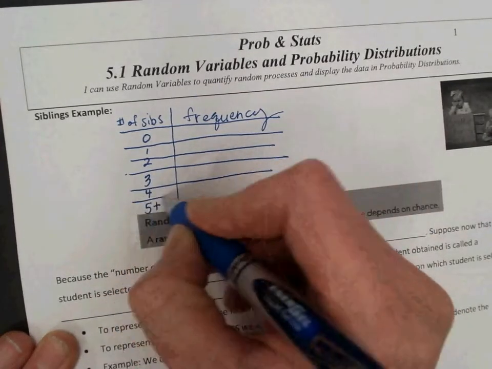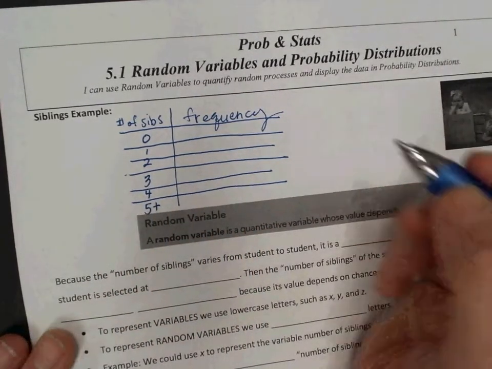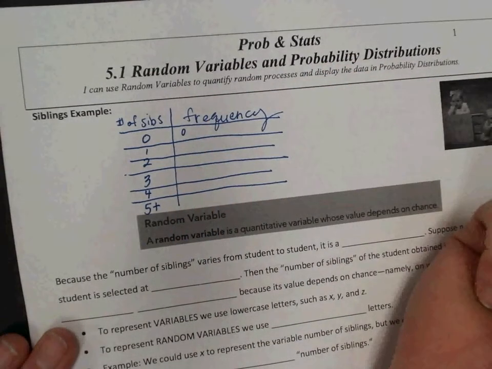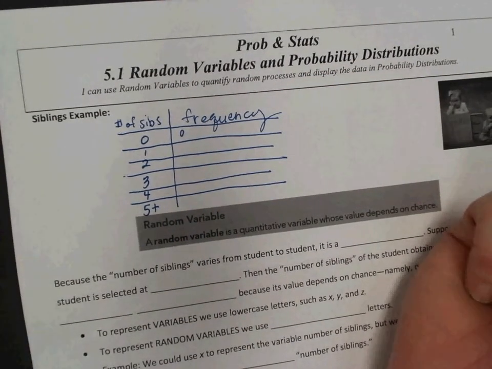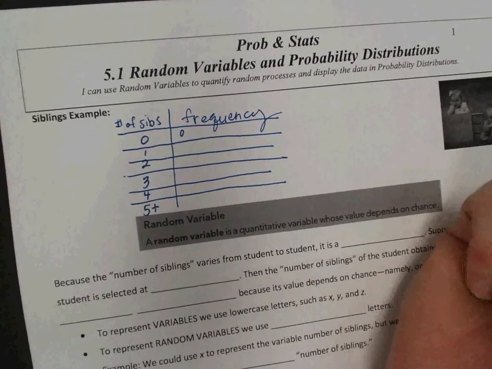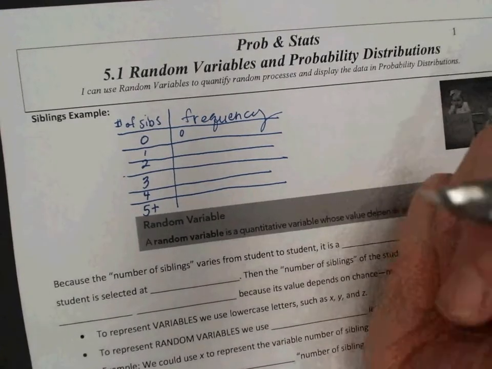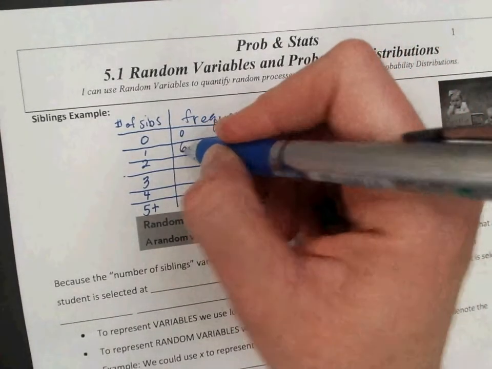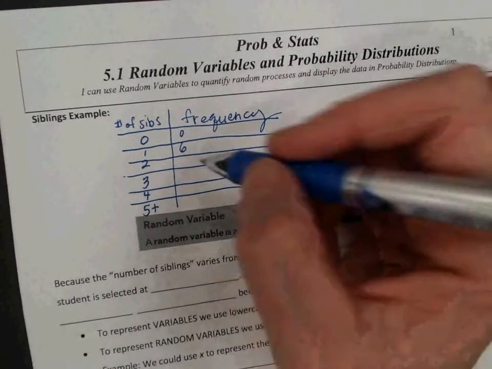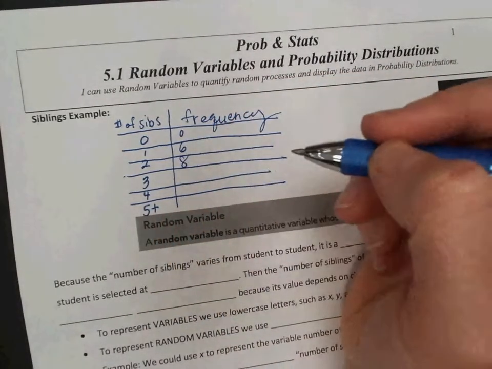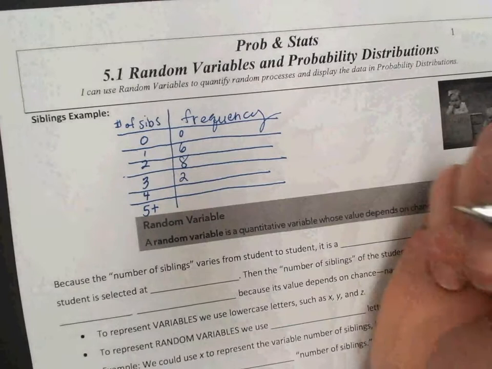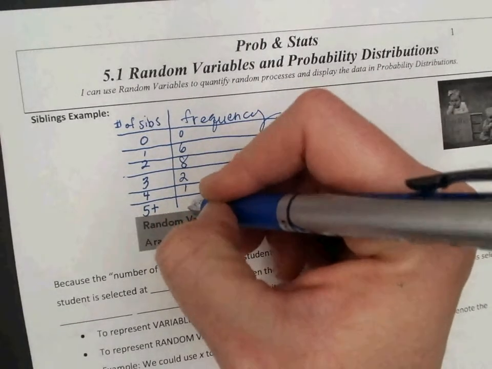I'm just going to fill in what we recorded here. We had 0 only children, which happened every single class period. That is wild. No only children in my class. 6 people had just 1 sibling. 8 people had 2 siblings. 2 people had 3. 1 person had 4. And 2 people had 5 or more.